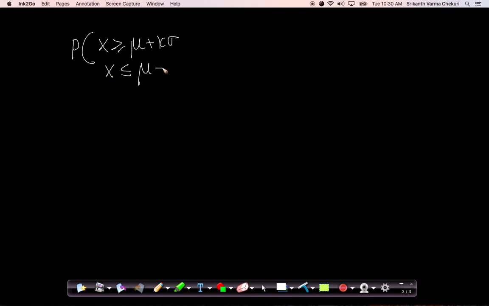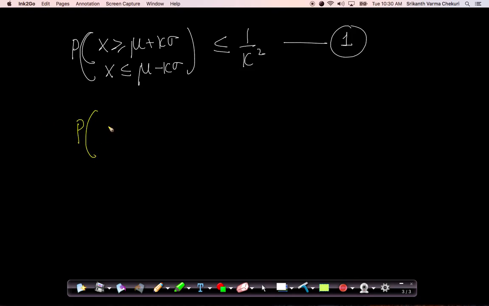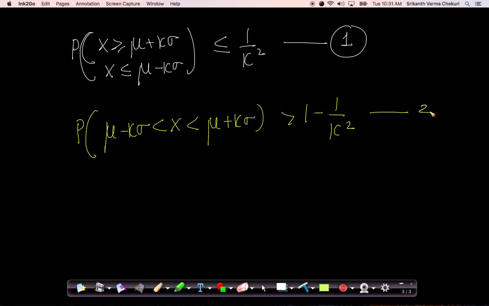Probability of x less than equal to mu minus k sigma, or x greater than equal to mu plus k sigma, is less than equal to 1 by k square. This is the typical form. Let's call this equation 1, right? So now let's write equation 2, which is probability mu minus k sigma less than x less than mu plus k sigma. Okay, so in the video for Chebyshev's inequality, I have gone from this to this, and some people are confused how I made that jump, right? So let me elaborate and simply explain it to you, right?